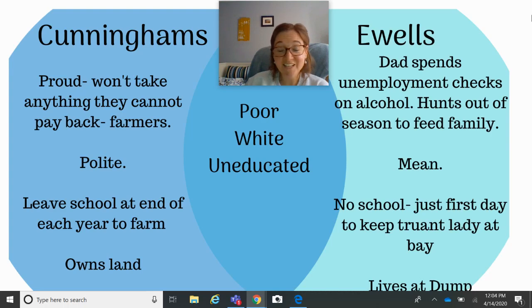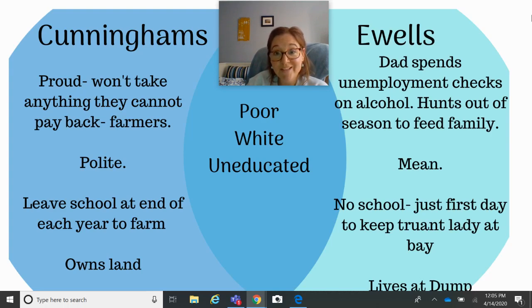While the Ewells, they don't own any land. They live off the county, and they live at the dump, just on the outskirts of the garbage, getting whatever they can from what people put into the garbage heaps. The dad does get unemployment checks, but he spends it all on alcohol. And so he hunts out of season. They're mean. They expect to be treated well, and they are not very nice. They don't go to school at all. They go the first day to keep the truant lady off their backs. And that's why, as a family, they can't read or write.